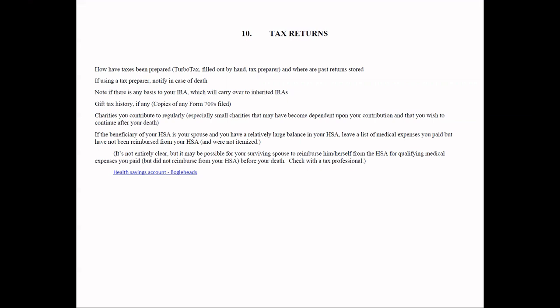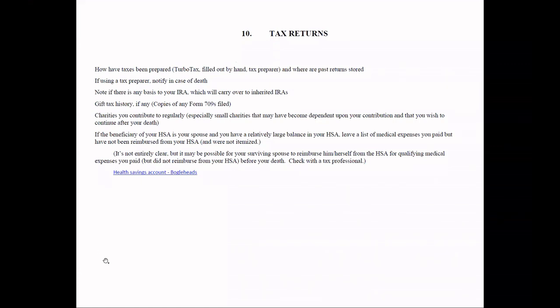Is there anything else? Keith, go ahead. Yeah, I was just going to mention a couple of things that you would want to document if something were to happen to you. Are you making estimated tax payments quarterly? You want your surviving spouse or executor, whoever, to know whether you've done that or not.